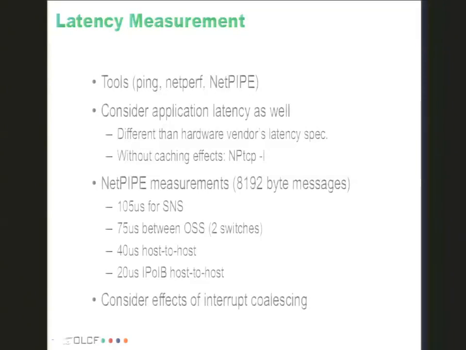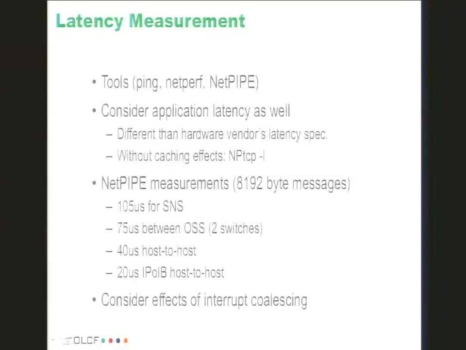Some of the measurements we got used close to 9K messages, so it would be encapsulated in one packet. We had 105 microseconds from ORNL to SNS. That wasn't a lot more than the latency we saw between 2 OSSs that were basically right next to each other, separated by 2 switches. So we had some inter-switch latency there, but it's kind of surprising. It's not a big difference. We're basically still talking data center latencies.